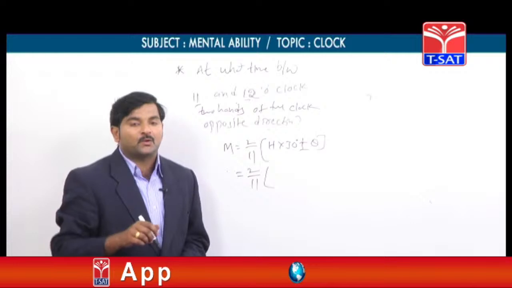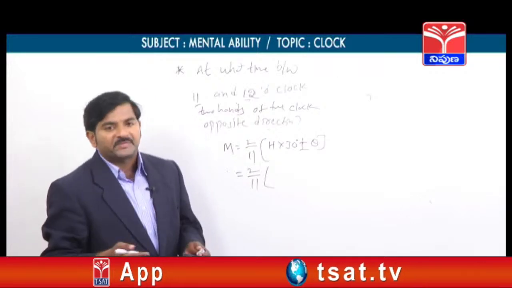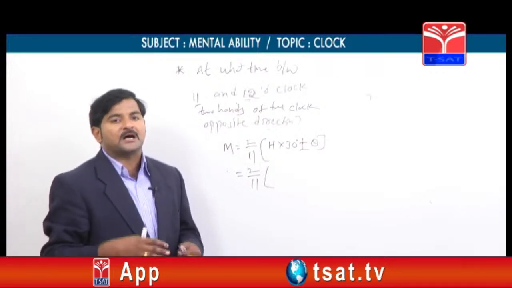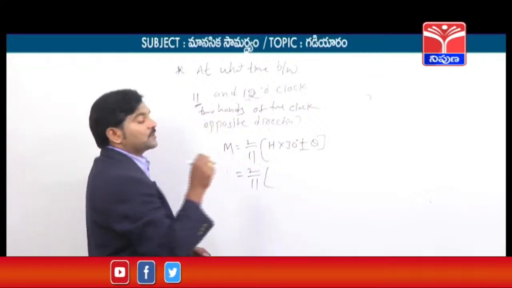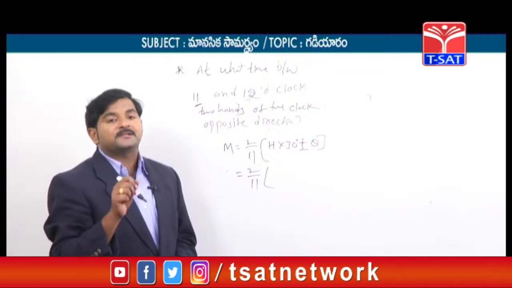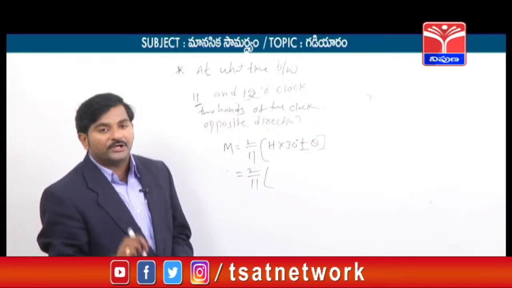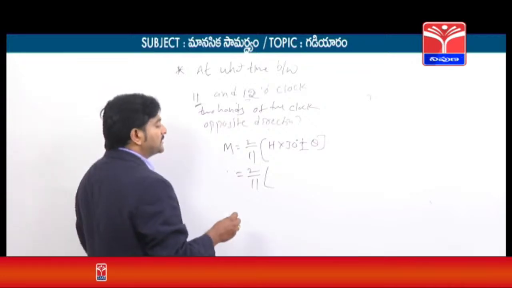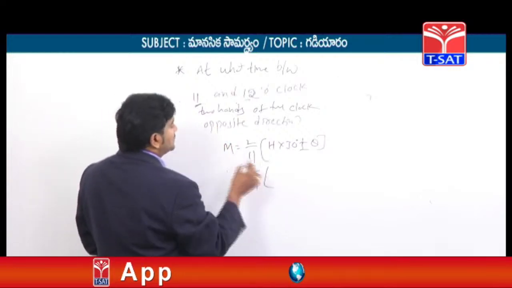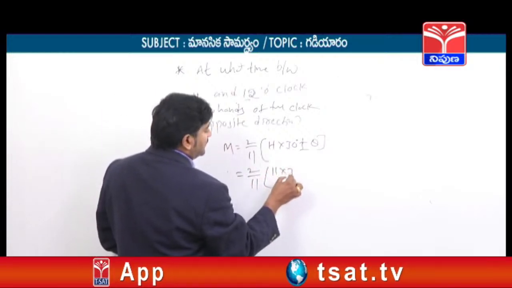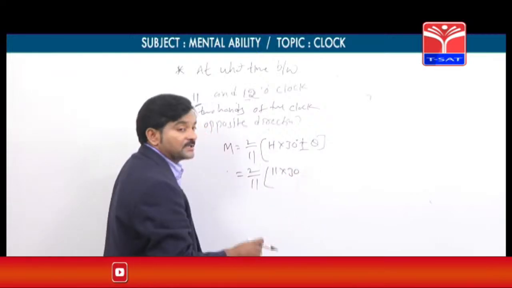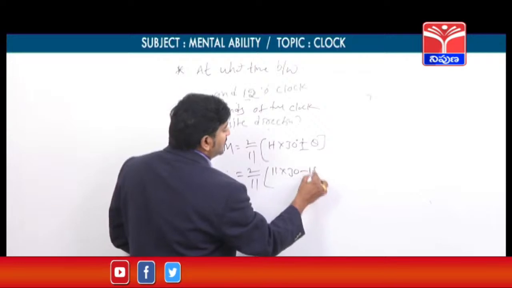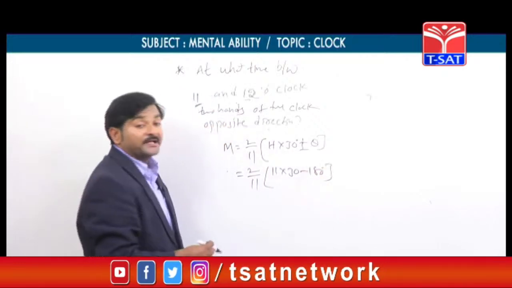And one more thing I need to note here: whatever the type, whether coincide, opposite or perpendicular, if the given starting hour is equal to 12, instead of taking h is equal to 12, you need to take h is equal to 0. Don't forget that part. So 2 by 11 into, starting hour is 11, 11 into 30 degrees plus or minus. No, I should not take plus or minus because the time comes under the second part. That's why here we can take minus 180.